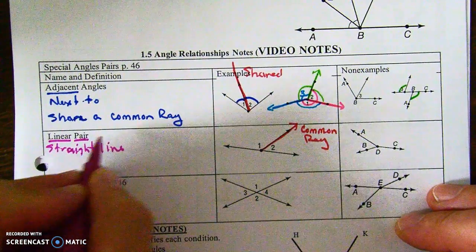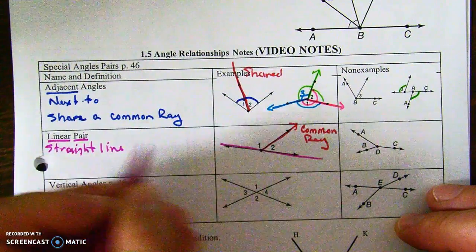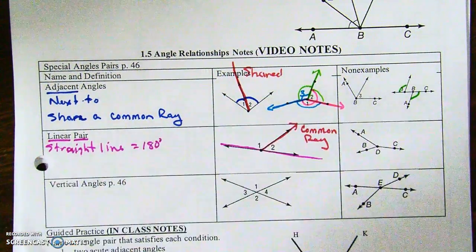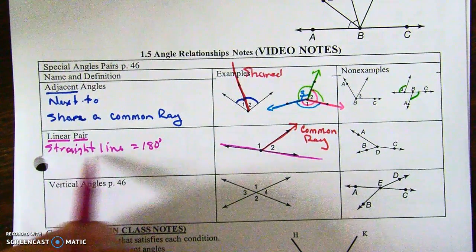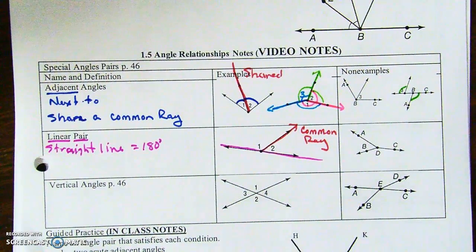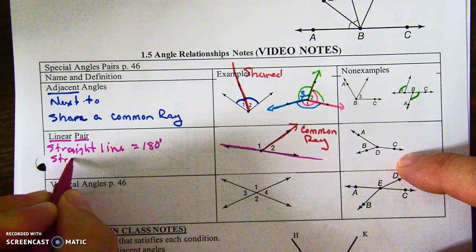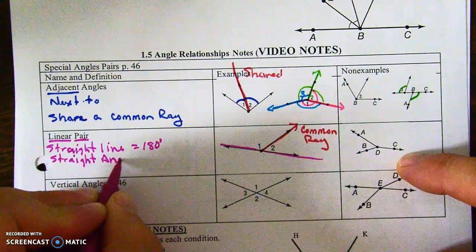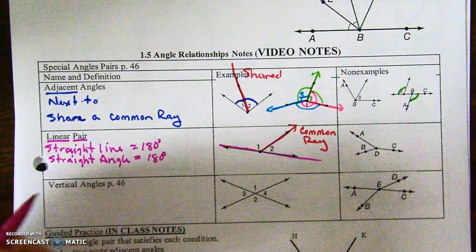Now, when we have a straight line, we see it here. It's going to come all the way across like this. This whole thing is going to equal 180 degrees. Okay, so when we have a linear pair, they always make a straight line that equals 180 degrees. Now, there's also another name for this: it's called not just a straight line, but a straight angle, okay, which also equals 180 degrees.